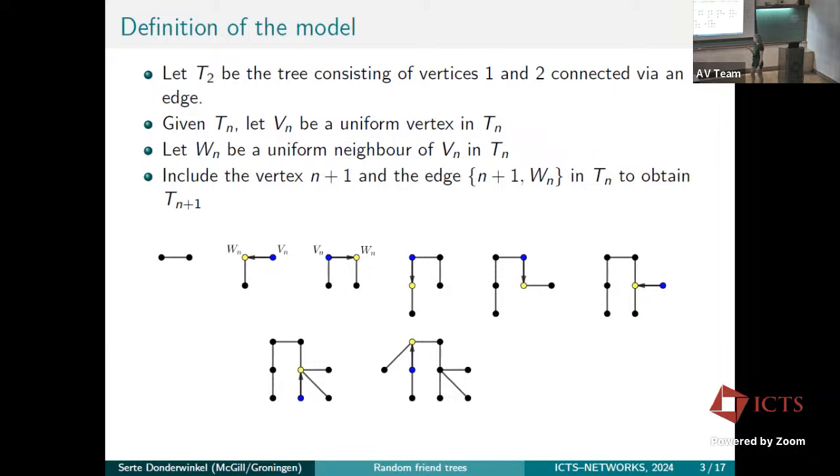Oh yeah, how I embed it in the plane doesn't really matter. There's nothing embedded about this. It's really just about who connects to who. The blue vertex is the uniform vertex, and the yellow vertex is the random friend. And the new vertex is just the one that wasn't there in the picture.